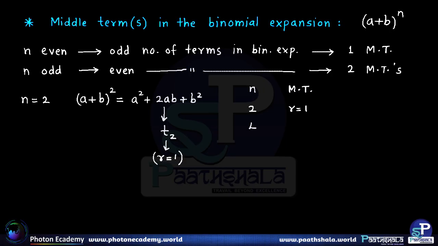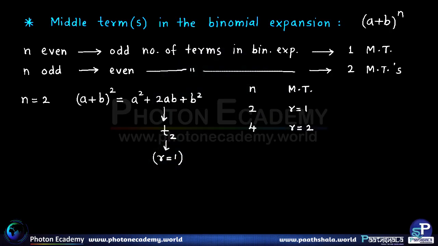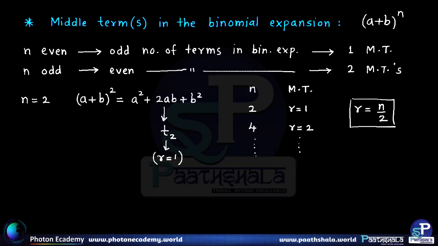We can generalize and easily find out that when n is 4, we will have 5 terms. So that means we must have the third term in the middle. So that means r must be equal to 2 to find the middle term, and so on. So therefore, finally, we must have r equal to n by 2 for finding out the middle term when n is an even number.